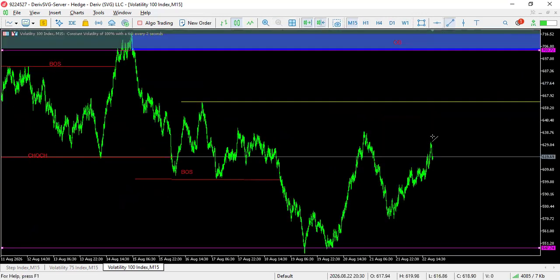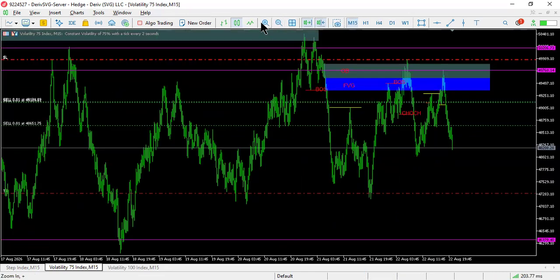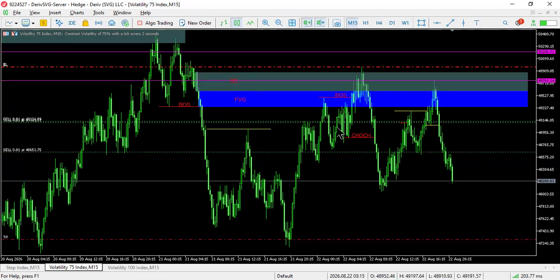Therefore, I'm anticipating for price to clear this liquidity, tap into the order block, and then continue selling because the overall trend is bearish. And then for VIX 75 for this episode, I'm not going to analyze it because I already have a trade that is running. Therefore, I'm going to leave this one out for our next episode. As you can see, I have trades that are running on volatility 75. Therefore, I'm not going to analyze it.